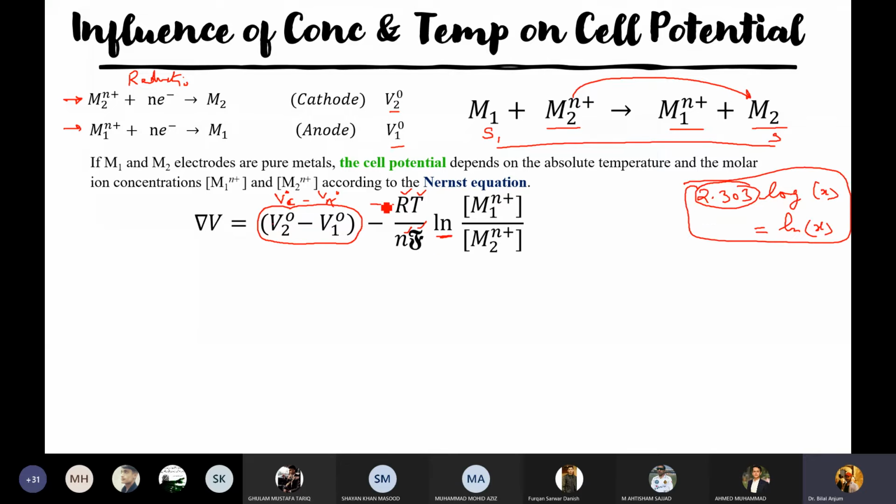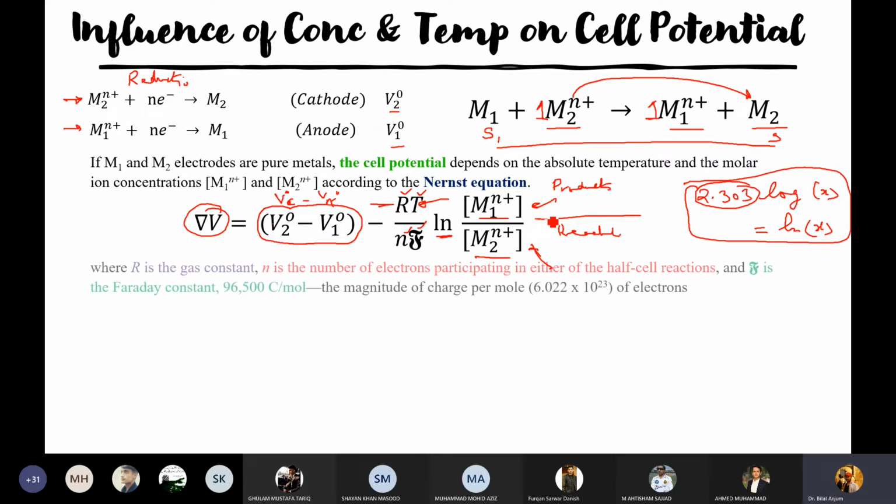So if you are using the natural log, you will remove this constant from here. Now you have products over here, and in the products you have only one ion, which is M1n+. You will write its concentration to the power 1 because its number of moles is 1. Similarly, in the reactants, you would write the concentration of M2n+, and its power will also be 1 because the number of moles of M2 is also 1. Once you solve this, you can find out the corresponding voltage for the cell at the respective temperature and concentrations of the solutions.